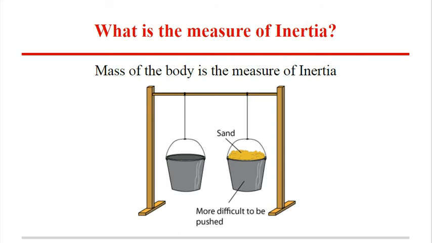Obviously, the can filled with sand completely has got more inertia because it's not easy to move a can full of sand compared to an empty can. It's not easy to stop a can which is already moving, which is full of sand, and that shows that the tendency of inertia, the tendency to oppose the change in the state of rest or motion, is more for the can full of sand. Hence inertia is maximum for a body with maximum mass.